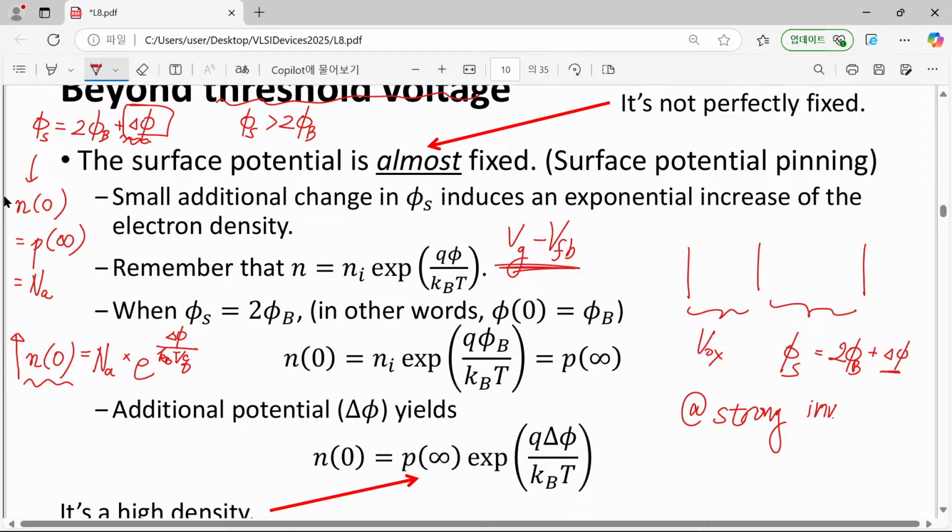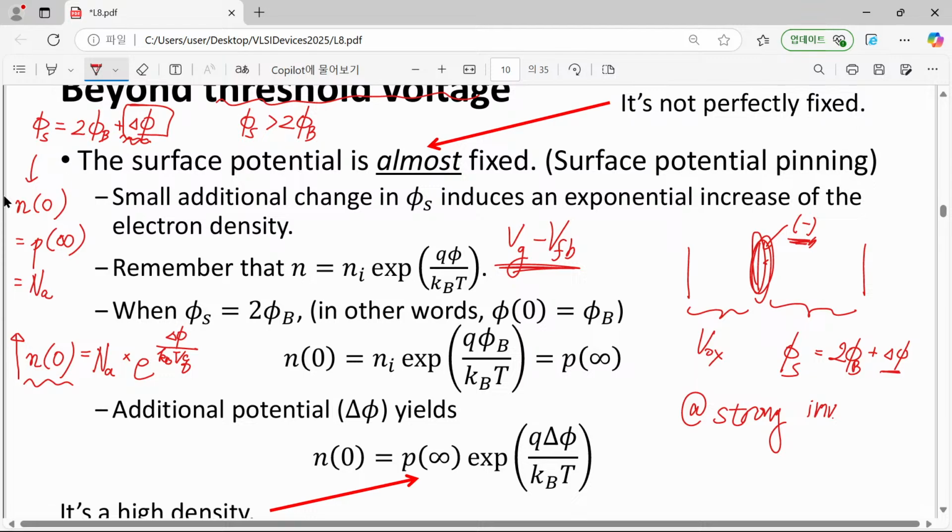After that, if we introduce an extremely small difference in this surface band bending, surface potential, then we can supply much higher additional negative charges. Now our substrate becomes a superpower. So by changing surface potential only a little bit, it can provide a lot of electrons or negative charges.